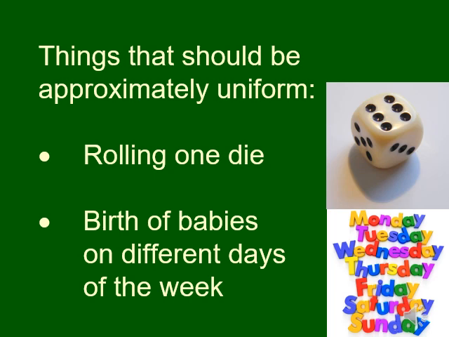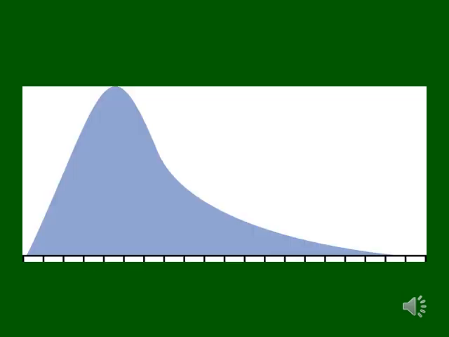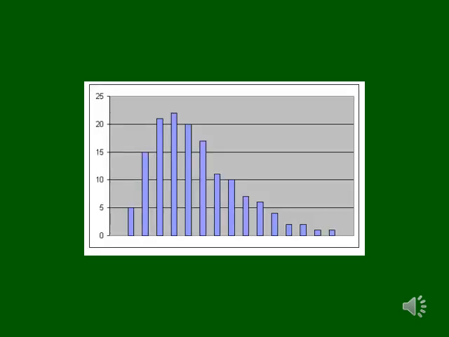However, especially if you went Monday through Friday, the distribution is pretty close to the same. Next up among the distributions is a skewed distribution, which is just top heavy or bottom heavy. There's more data on one side than the other. Again, I've got some graphs that show you what the distribution might look like. You can see this one is much bigger at the left than toward the right. Here's the same sort of thing shown as a bar graph.